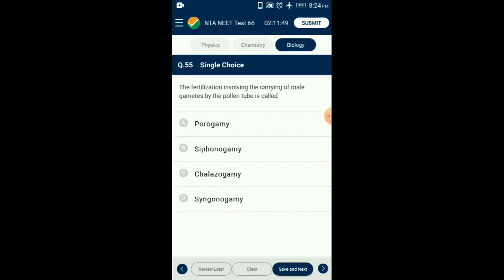Question number 55. The fertilization involving the carrying of male gametes by the pollen tube is called. In angiosperms, the male gametes are carried by the pollen tube, which was discovered by Strasburger in the year 1884. The process is called siphonogamous. So the answer is option B, siphonogamous.